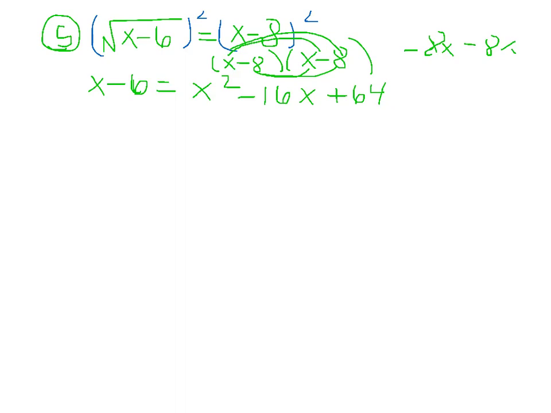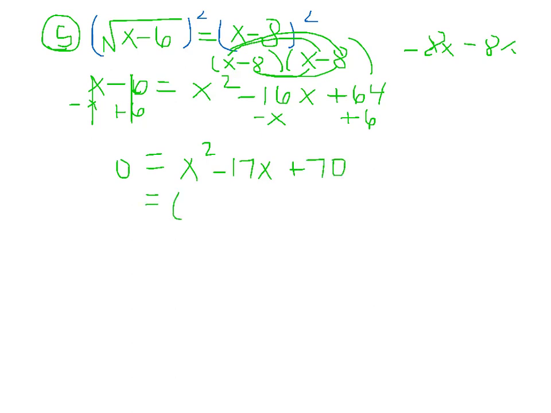We need to set this equal to 0, so we're going to subtract x from both sides. And then since this is a minus 6, we're going to add 6 to both sides. So we'll end up with 0 equals x squared minus 17x plus 70, which then we want to factor. So we've got x minus 10 times x minus 7. Our solutions then would be x equals 10 and x equals 7.